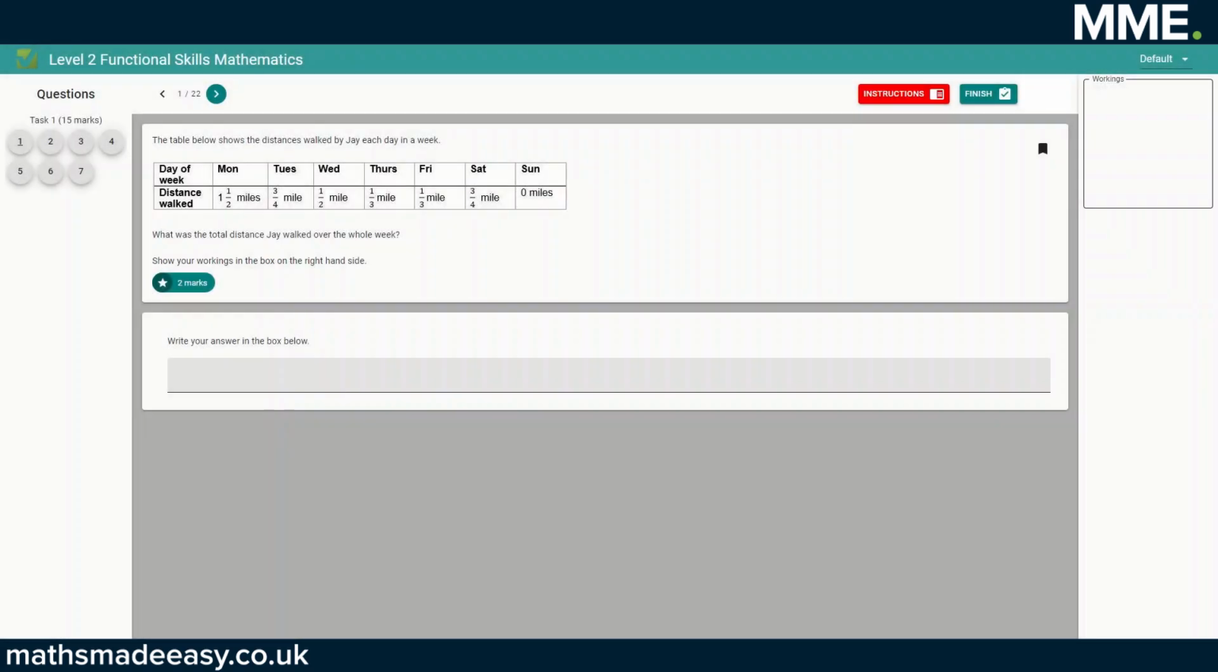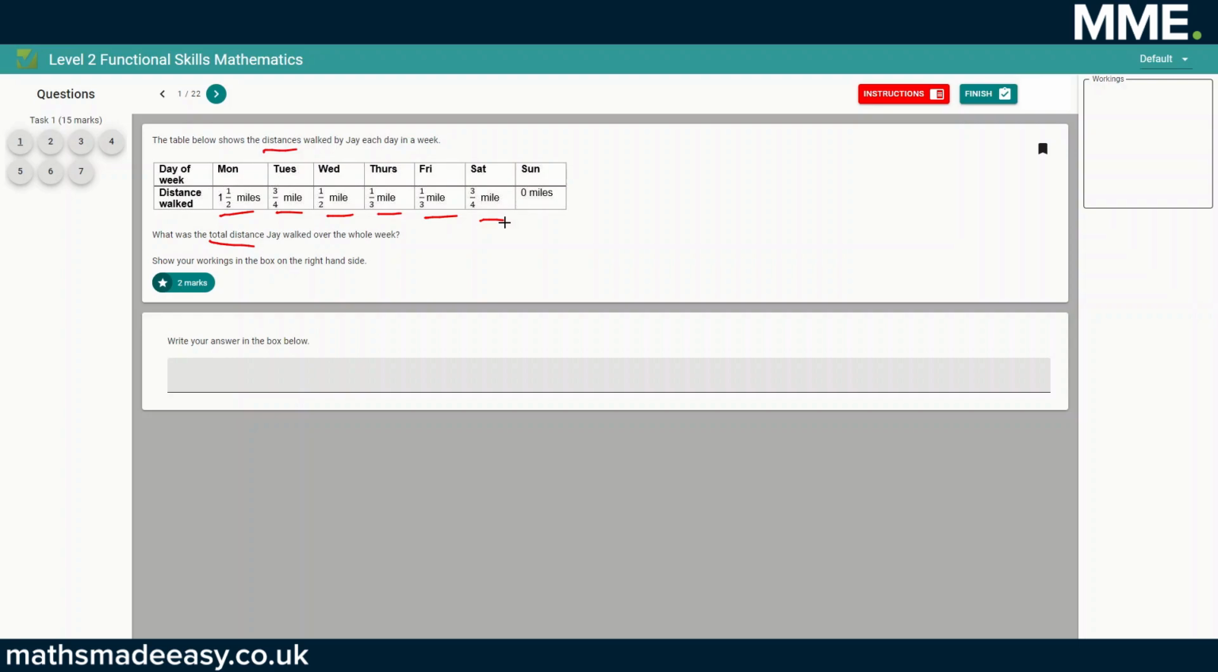Okay, question 1. The table below shows the distances walked by J each day in a week. The question is asking us what is the total distance J walks over the course of the whole week. So this simply wants us to find the sum total of the values given in the table to find the total distance he walked. We can either add these up as fractions, as they're given in the question, or we can convert them to decimals and add them that way. Either's absolutely fine, it's whichever you find most straightforward.